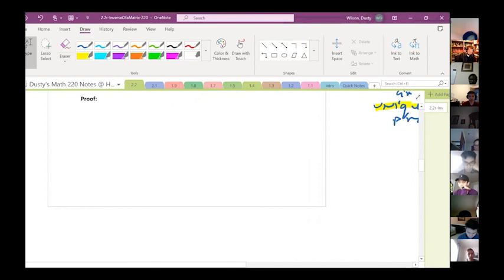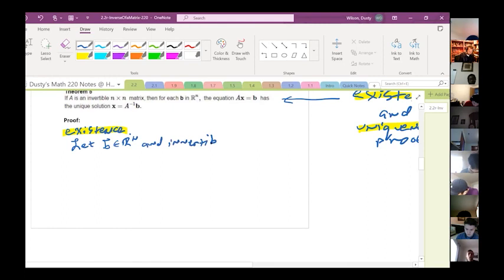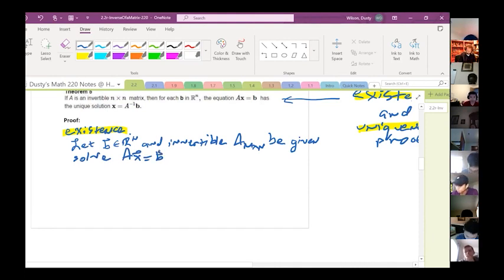So here is our proof. Let's start with the existence. I'm showing the existence part here first. I want to let some stuff be given. So let B in Rn and invertible A, which is n by n, be given. What I'm trying to show is that there is a solution to AX equals B. So I want to solve AX equals B and show that it has a solution.